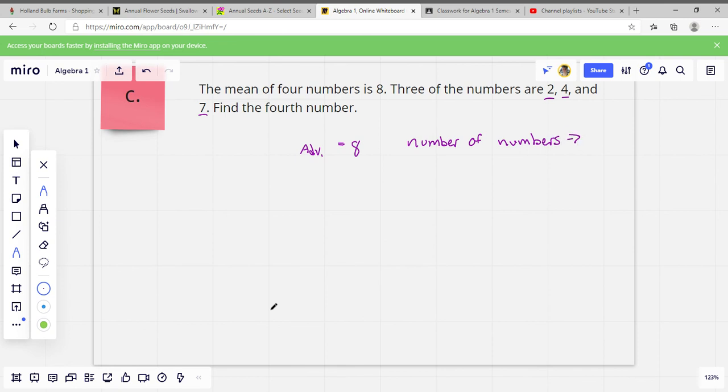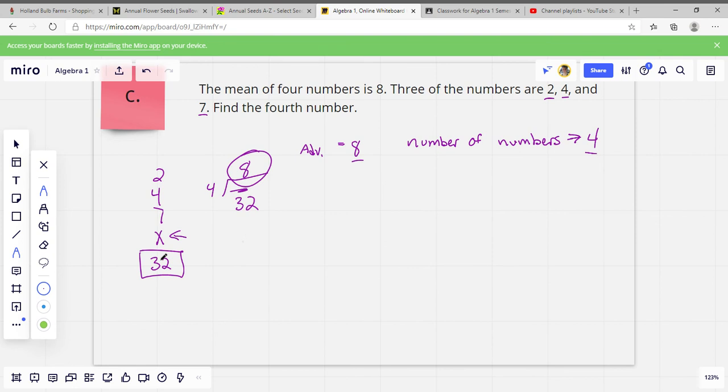Okay, so if we go backwards and we say 8 times 4, so we added them all up. We added 2, 4, 7, and our mystery number, x, and we got some answer. Then we divided it by 4, right? So we got this answer right here. And then we divided that by 4, and our answer was 8. 8 times 4 is 32, right? So that means these all have to add up to be 32, divided by 4 equals 8 as our average. So we're going to find out what this mystery number is. Those numbers added up make 32.